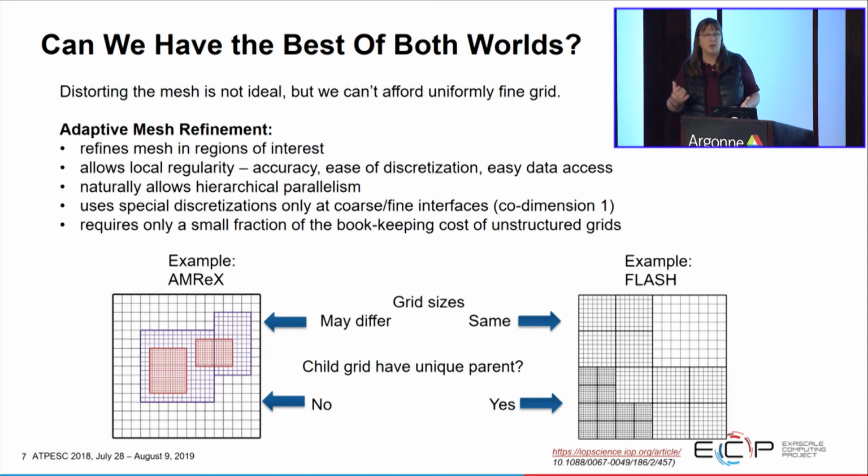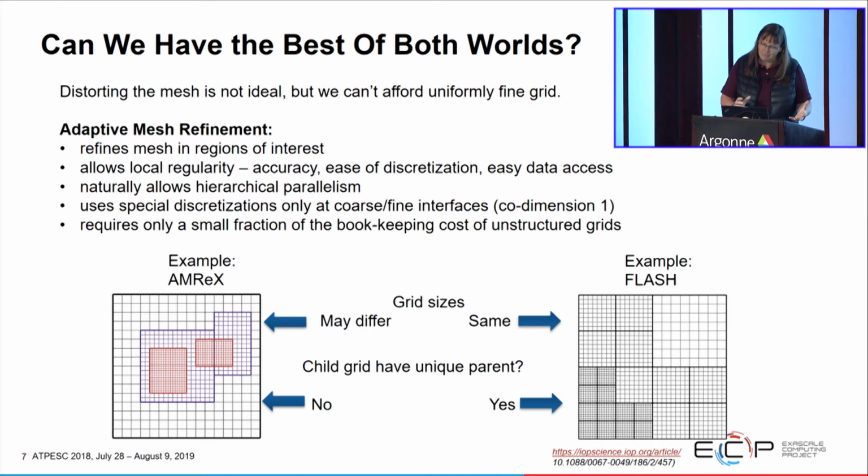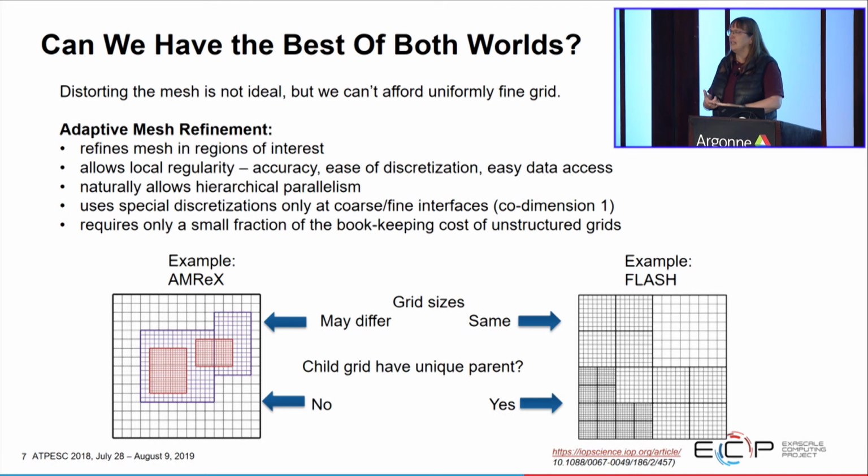On the right is Flash's version. Flash is a code out of Argonne and the University of Chicago. And we've talked about trying to come up with different words, since they're both block-structured AMR. The fundamental thing is, in the Flash version, the grid sizes are uniform, and every child has a unique parent, i.e. only one. In the AMReX form, you can have overlapping grids where one child grid, the finer grid, might have two or more parents, and the grid sizes can be different.